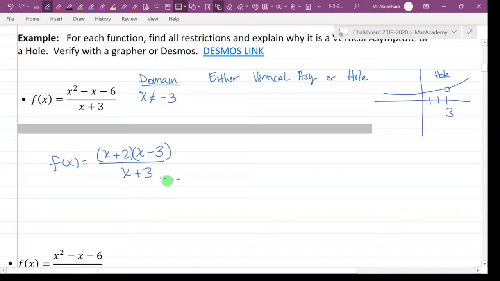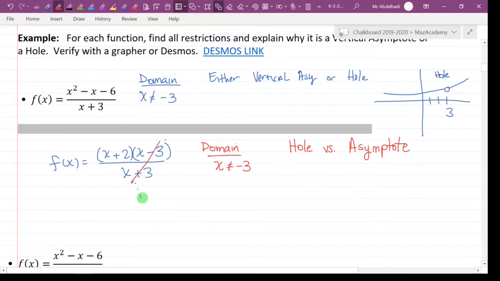Now, take a look at this. Does anything cancel out? No. So that means that no matter what happens here, we cannot cancel out the bottom. If you could cancel this out, this would be a hole. But since you can't cancel it out, it's an asymptote. So hole versus asymptote. Worst monster movie ever.